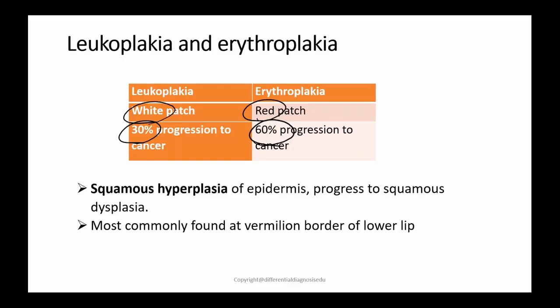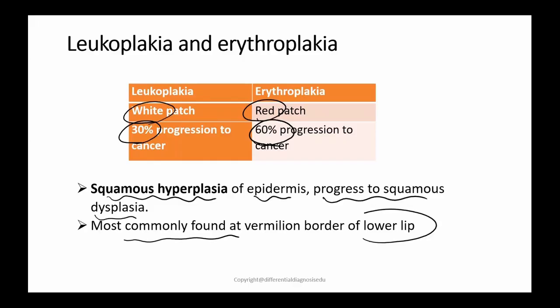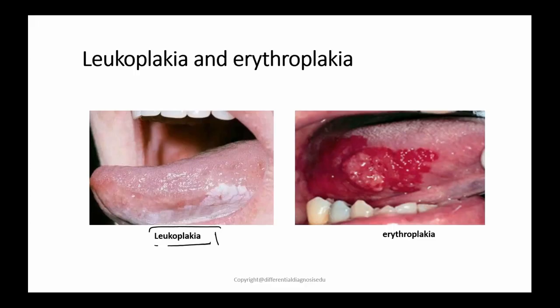So what exactly is it? Squamous hyperplasia of the epidermis, which progresses to squamous dysplasia. Most commonly found on the lower lip, the vermilion border of the lower lip. Leukoplakia is what we are discussing. Squamous hyperplasia of the epidermis progresses to squamous dysplasia, most commonly on the lower lip. This is leukoplakia, a white patch.